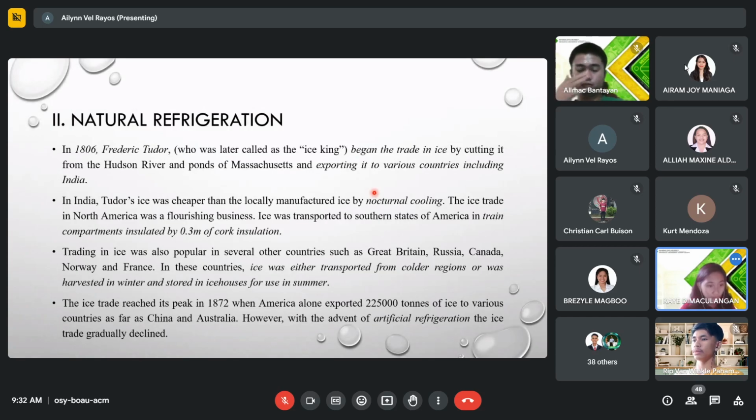Trading in ice was also popular in several other countries such as Great Britain, Russia, Canada, Norway, and France. In this country, ice was either transported from colder regions or was harvested in winter and stored in ice houses for use in summer. The ice trade reached its peak in 1872 when America alone exported 225 tons of 1,000 tons of ice to various countries as far as China and Australia. However, with advent of artificial refrigeration, the ice trade gradually declined.